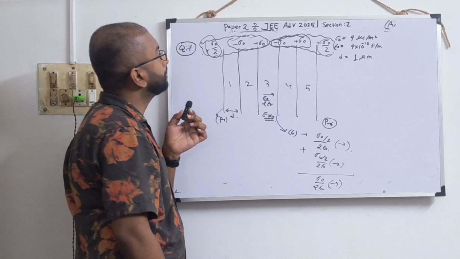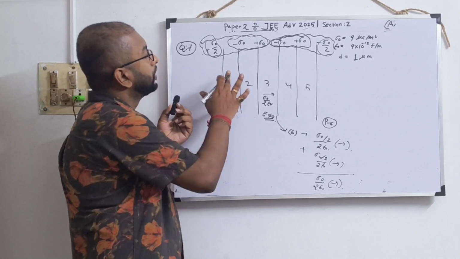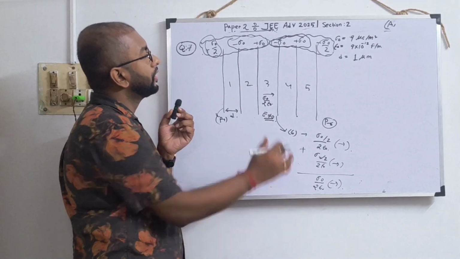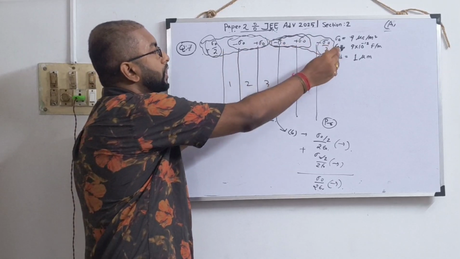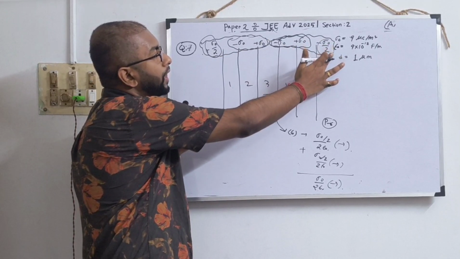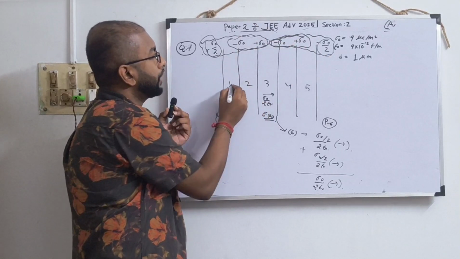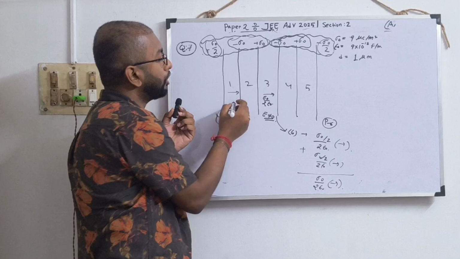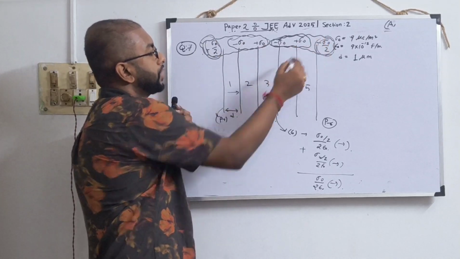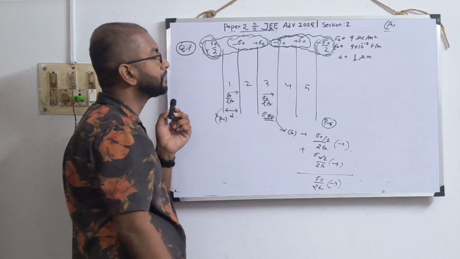Now let us study region-wise. Region number 1: the total charge to the right of region 1 is sigma naught by 2 only, so the other charges will cancel each other. So the net electric field in this region will also be due to this charge distribution, and that we have already calculated: sigma naught by 2 epsilon naught towards right.